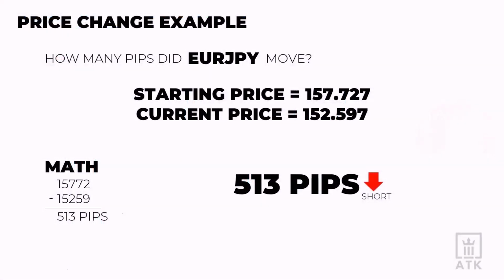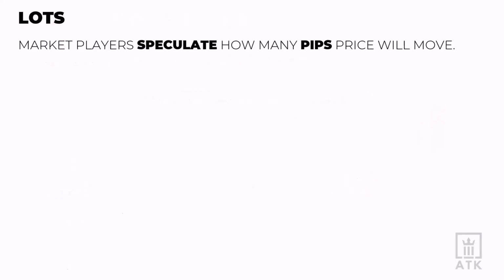What the market players do is they speculate how many pips price is going to move, and they do this by way of lots. I'm going to break this down for you, and it's a very simple concept. So we know how to count pips. Keep that in the back of your mind, and let's talk about lots.